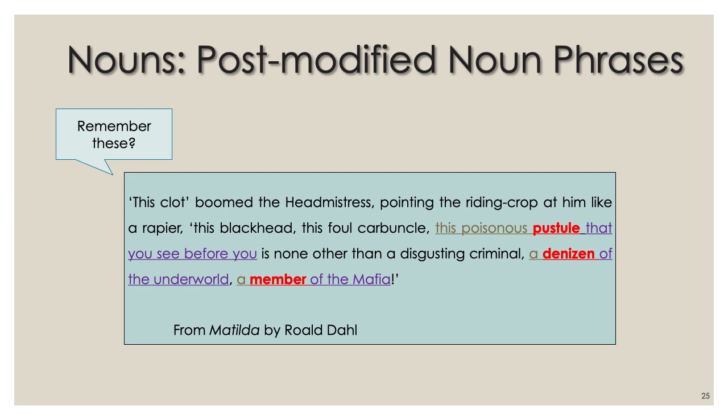And I've used colour here to highlight the structure. So the brown is the pre-modification, the red is the head noun, the noun that's being described, and then the purple is the post-modification. So just have a look at them and think yourself about the purple. What is doing the post-modification in those three examples?